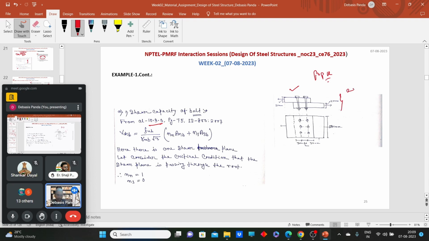So what is the grip length? 20 plus 20. That means 40 mm. And what is the diameter of the bolt? What? 20 mm, I think, right? So 20 into 5, that means 100 mm. So we don't need to think about the large grip length.